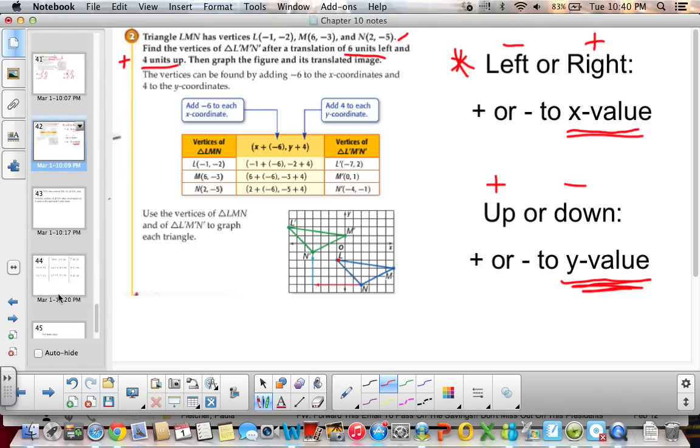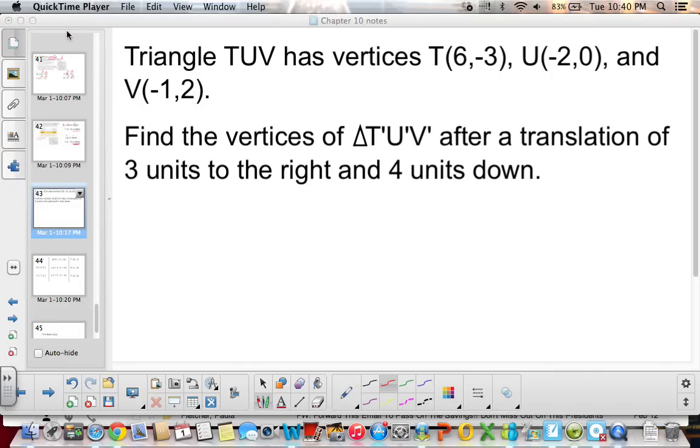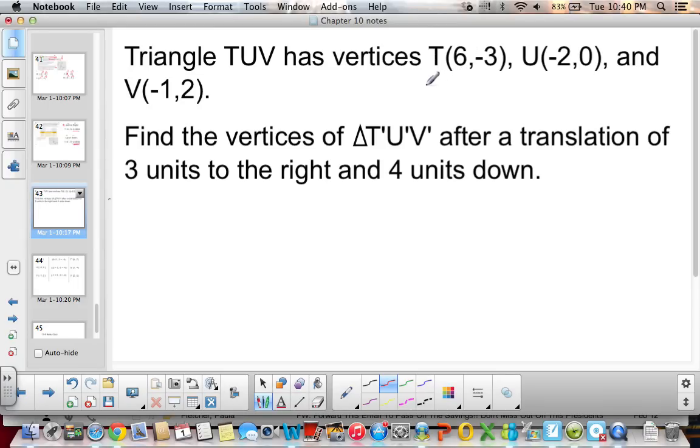We're going to do one more example. I want you to try this one on your own, so pause me, do it on your own, and then come back and check. So if triangle TUV has vertices T, which is 6, -3, U, which is -2, 0, and V, which is -1, 2, find the vertices of triangle T prime, U prime, V prime after a translation of 3 units to the right and 4 units down.